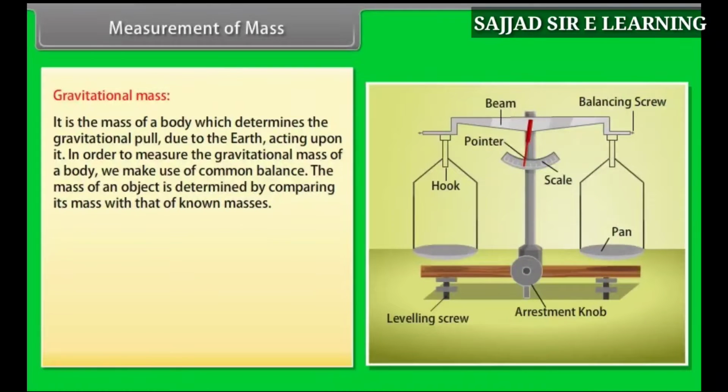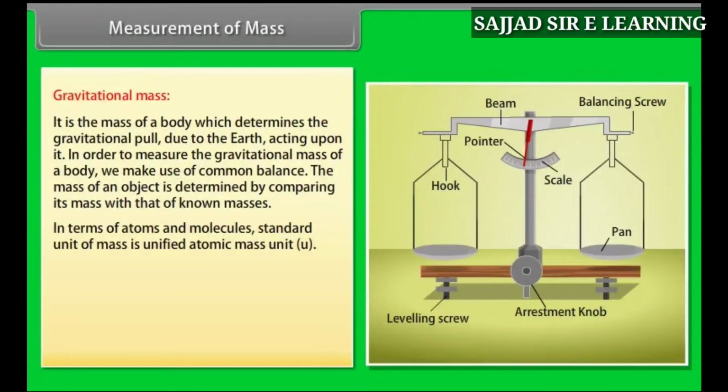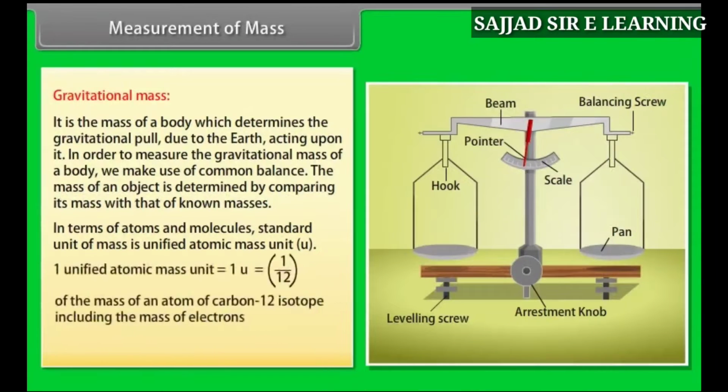The mass of an object is determined by comparing its mass with that of known masses. In terms of atoms and molecules, the standard unit of mass is the Unified Atomic Mass Unit, that is u. 1 unified atomic mass unit, 1 u, is equal to 1 upon 12 of the mass of an atom of carbon-12 isotope including the mass of electrons, which is equal to 1.66 into 10 raised to the power minus 27 kg.